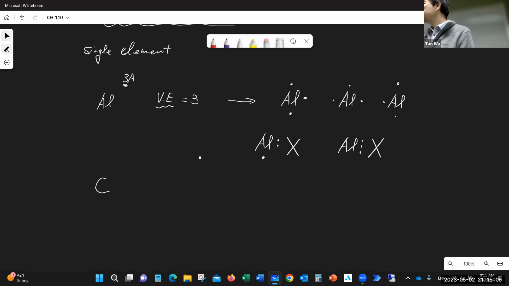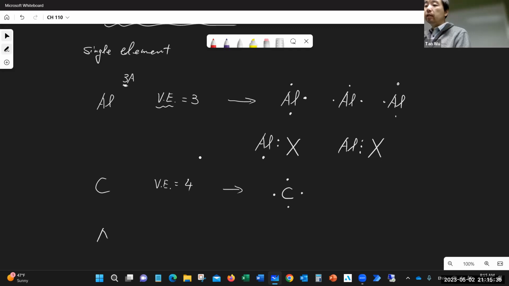How about carbon? Carbon is in group 4A, so the valence electrons is 4. So you assign 4 dots around the carbon, first putting one dot on each side. So this is the carbon.